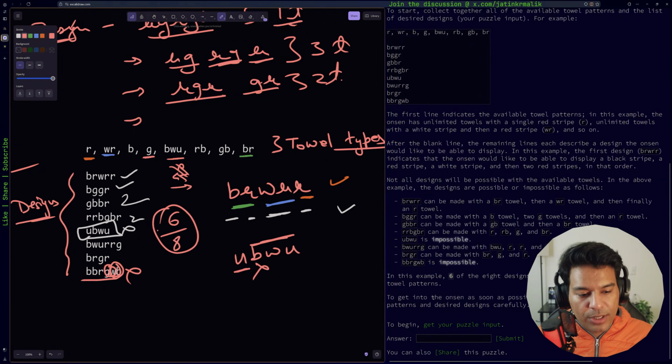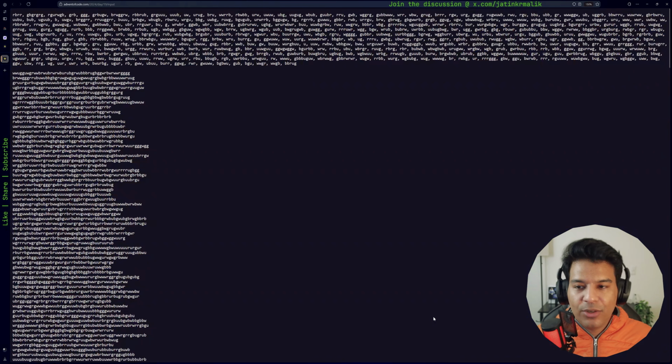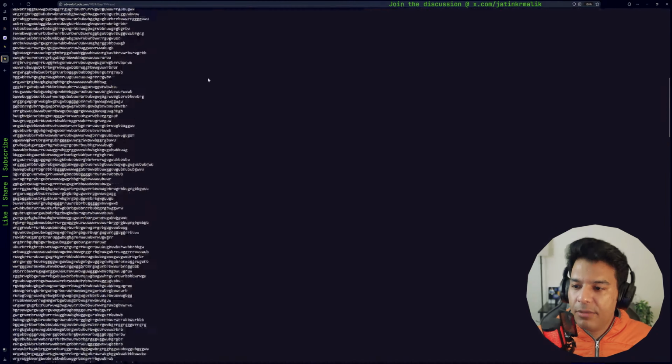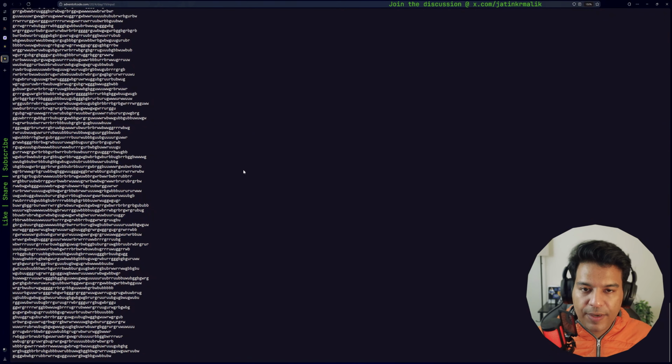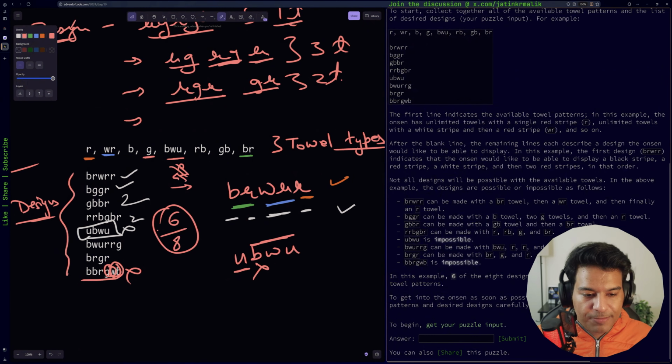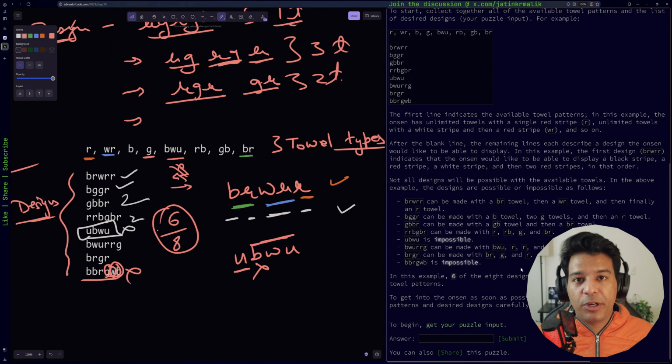Now to get into the onsen as soon as possible, consult your list of towel patterns and desired designs carefully. How many designs are possible? Okay, I see. So in our puzzle input, we are given a bunch of towel patterns on top, and then a bunch of designs below. And we basically have to find the number of designs that are possible. So it's a very interesting question, and I can already start to think about some of the theories on how I would try to solve it.